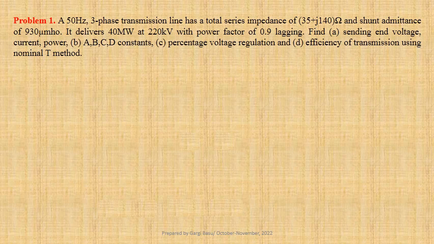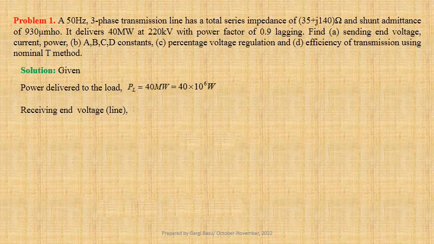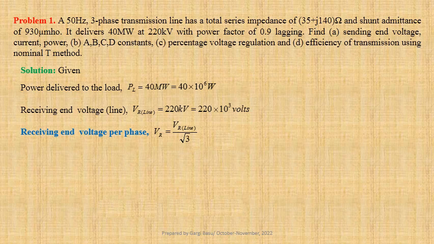Let us first write down the given data. Power delivered to the load PL equals 40 megawatts, that is equal to 40 into 10 to the power 6 watts. Line to line receiving end voltage VR line equals 220 kilovolts, that is equal to 220 into 10 to the power 3 volts. For star connected system, receiving end voltage per phase VR equals VR line divided by root 3, that is equal to 220 into 10 to the power 3 divided by root 3, that gives us 127,017 volts. Given load power factor cos phi L equals 0.9 lagging.